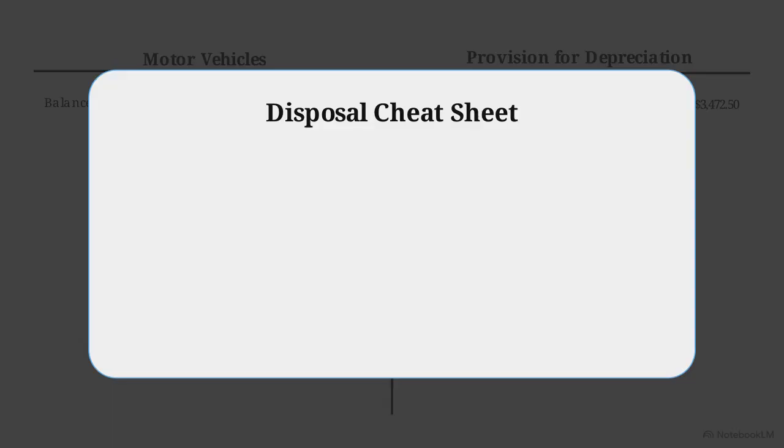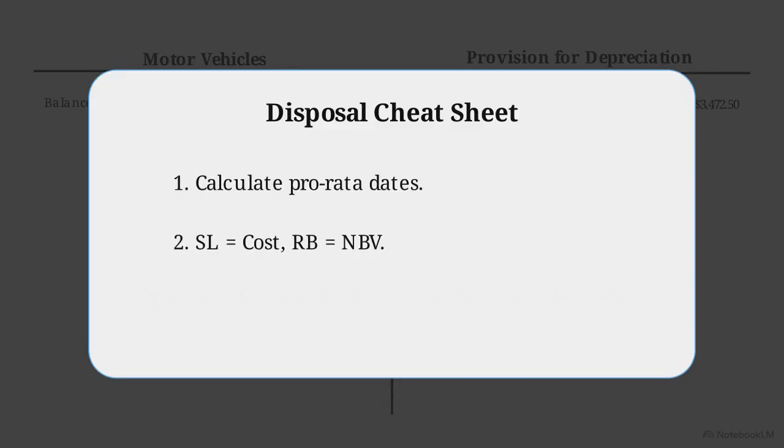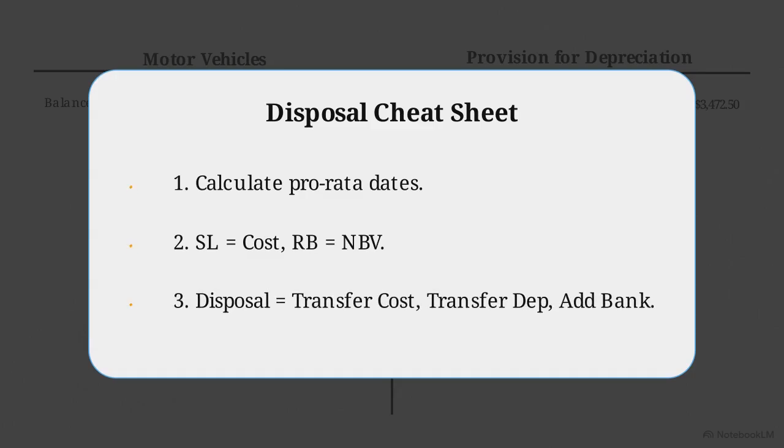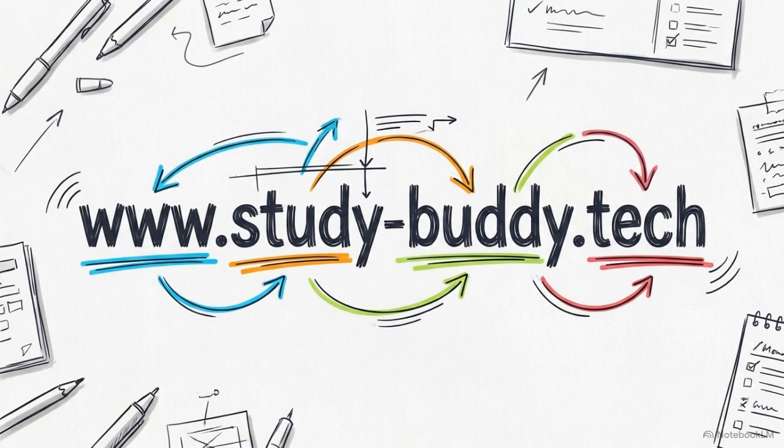Locking down these specific rules for pro rata dates, depreciation methods, and double entry transfers removes the guesswork from asset tracking. You can practice running these exact scenarios right now at the link on your screen.